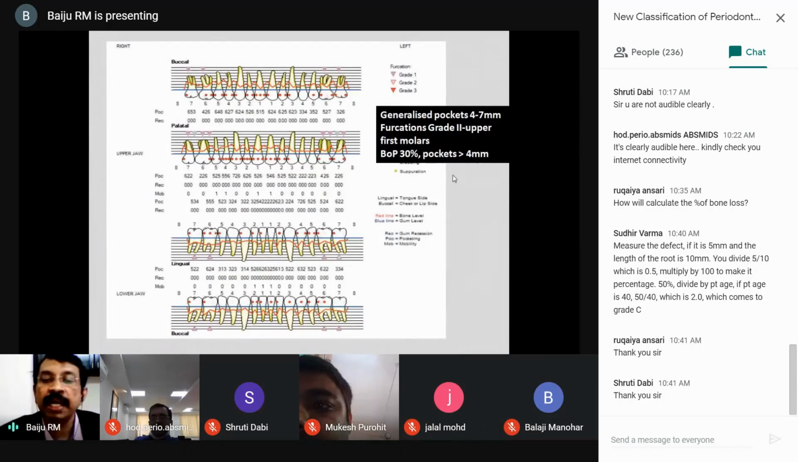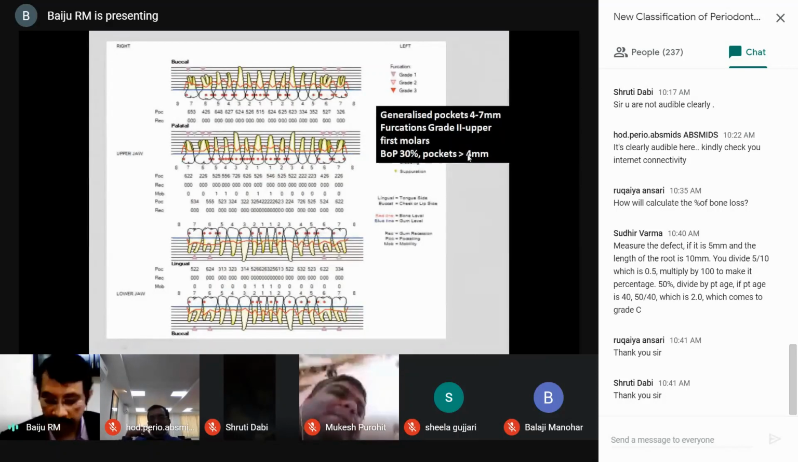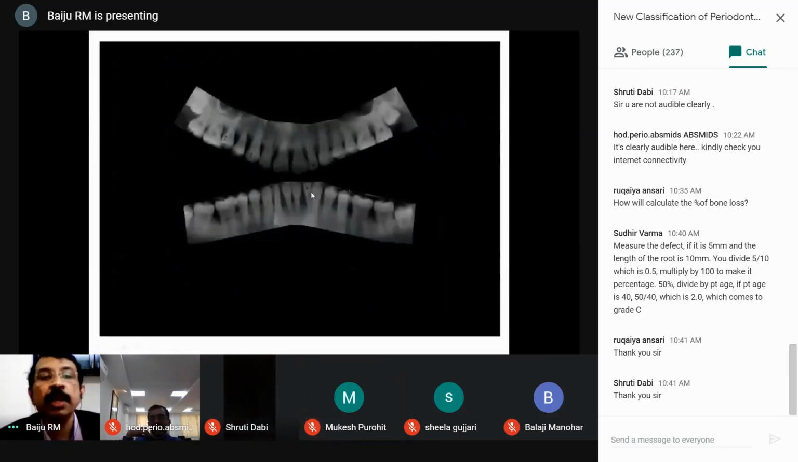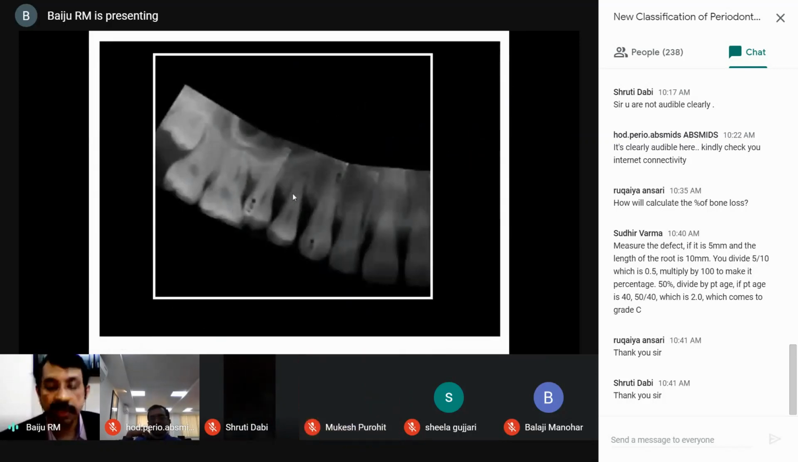If you have a pen and paper, or if your memory is strong, you can note these points down. The patient is 19 years old, with generalized pocketing in the range of 4 to 7 millimeters, bleeding on probing more than 30%, and many pockets more than 4 millimeters. Then you take the radiographs. In the radiographs, you look for the worst site.